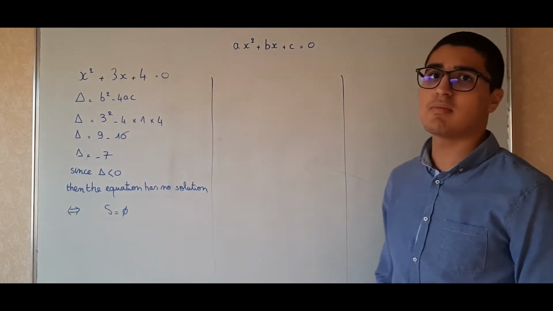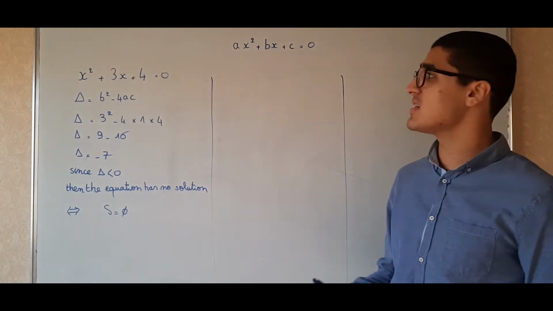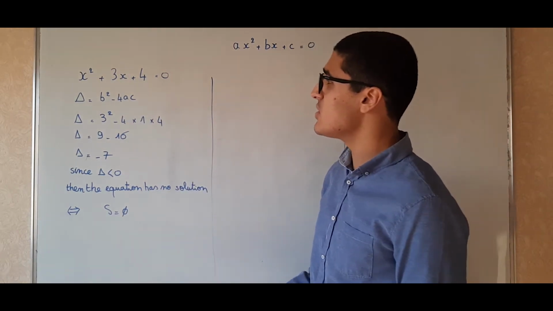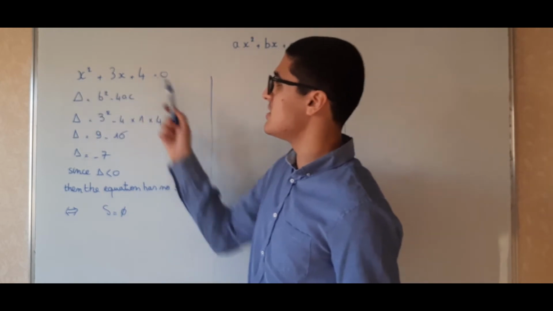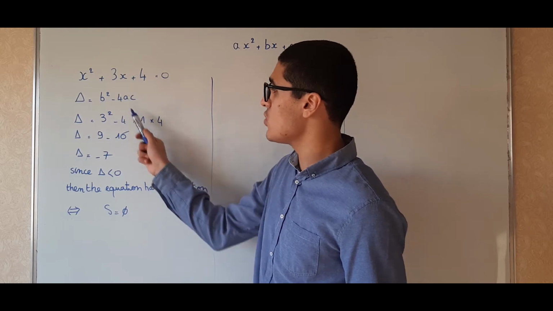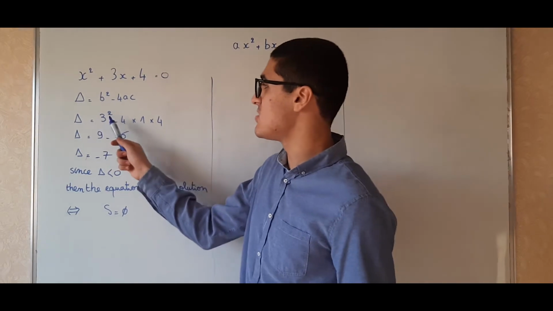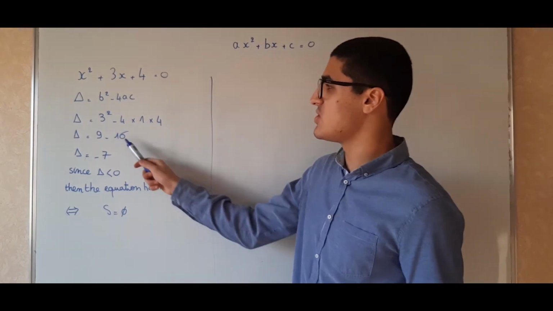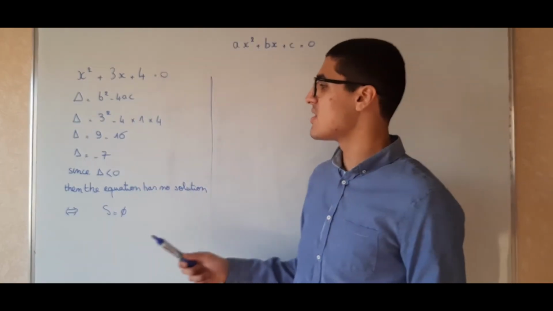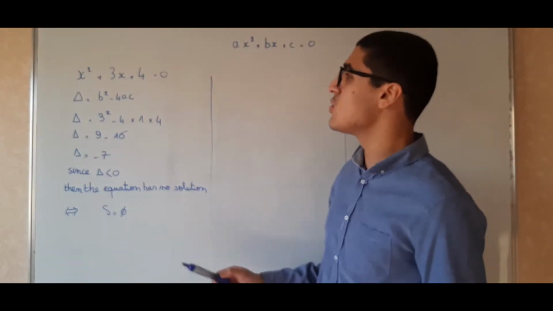So this is the first example, x squared plus 3x plus 4 equals 0. The first step, as I said before, is to calculate the determinant, b squared minus 4ac. Here, b is 3, a is 1, and c is 4. So the determinant is 3 squared minus 4 times 1 times 4, which is 9 minus 16. That gives that the determinant equals minus 7. And since the determinant is strictly less than 0, the given equation has no solution.